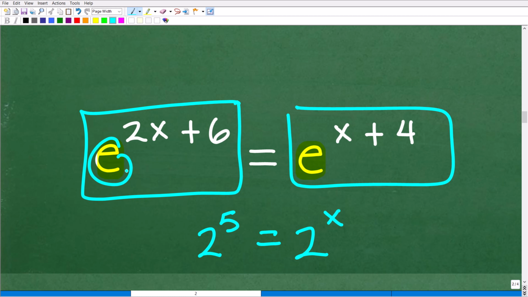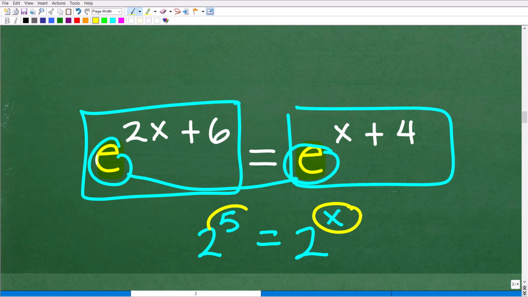The bases are the same here, 2 and 2, but I'm solving for the exponent. So I have x and 5. What does x have to be equal to? If 2 to the 5th is equal to 2 to the x, what is x? Well, x must be 5, because this is an equation. We're saying that the left-hand side is equal to the right-hand side, so x is equal to 5.